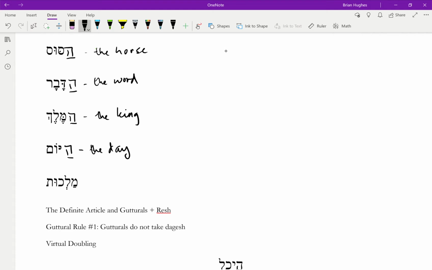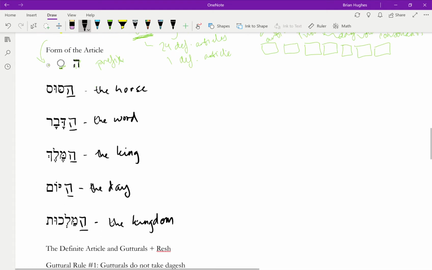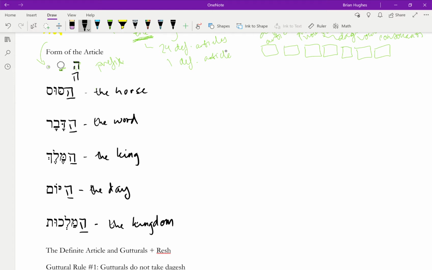Here we have malchut, for kingdom. And if we add our three elements, a hey, a patach, and a strong dagesh in the first consonant, we get the kingdom. So it's these three elements: the hey, a patach underneath the hey right there, and then a strong dagesh in the first consonant of the word.